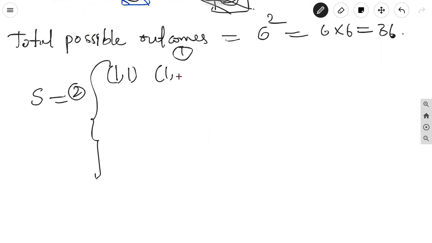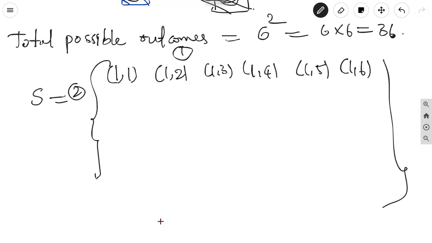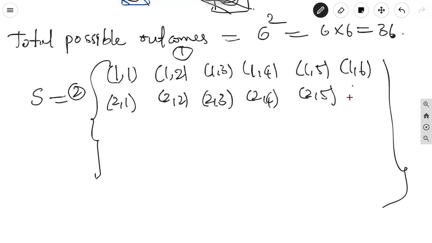Okay. 1 comma 1, 1 comma 2, 1 comma 3, 1 comma 4, 1 comma 5, 1 comma 6, 2 comma 1, 2 comma 2, 2 comma 3, 2 comma 4, 2 comma 5, 2 comma 6. The first number is for one die, the second number is for the second die.